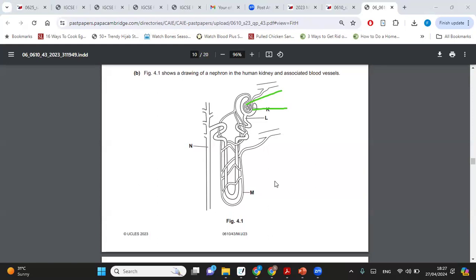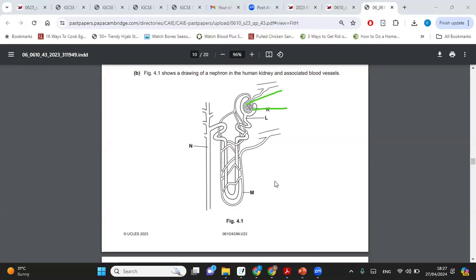What is M? And pay attention to exactly where the arrow is pointing. Is it a blood vessel? It is the blood vessel. This is not pointing to the loop of Henle. It's pointing to the capillaries that surround the loop of Henle. So this is your capillary. Perfect. So, does this one take blood away from the body or to the body?